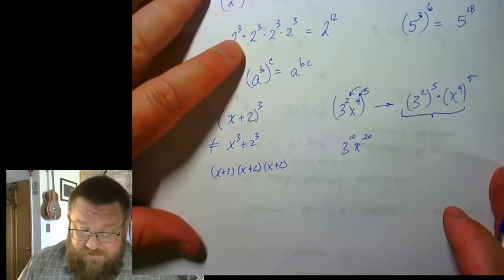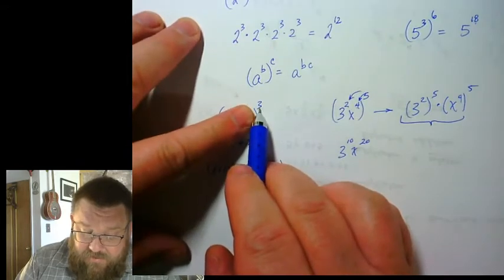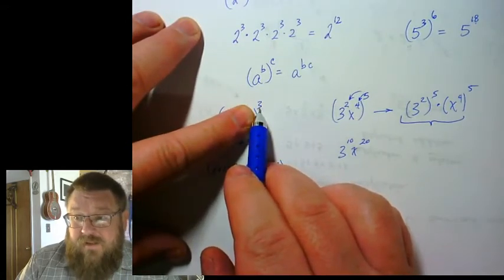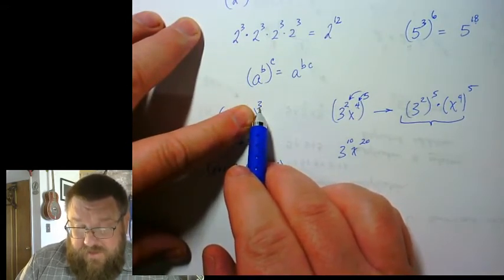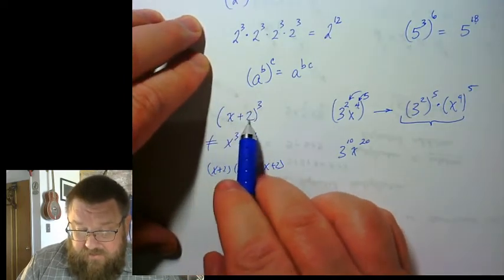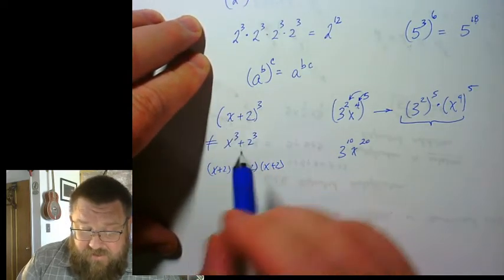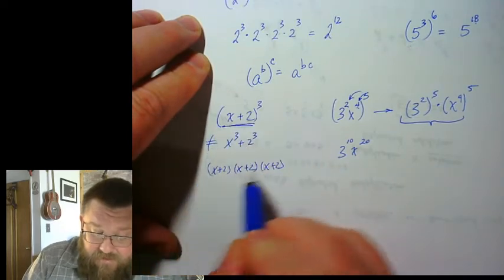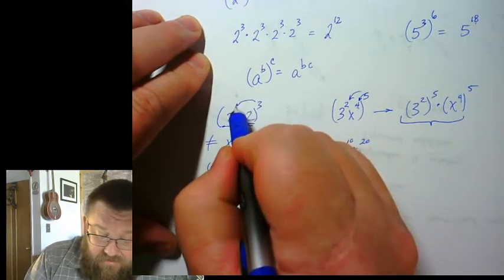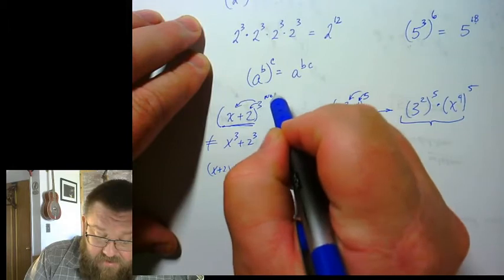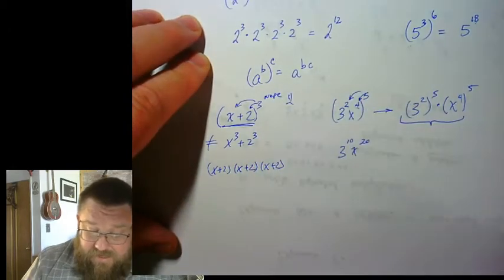But the thing I want you to be aware of is that the exponent means the base times itself that many times. And when you have parentheses, everything inside the parentheses is the base. So this is the base right here, x plus 2. So you can't distribute like that. That's a no-go right there. That makes a sad panda.